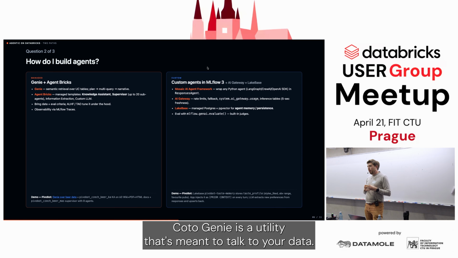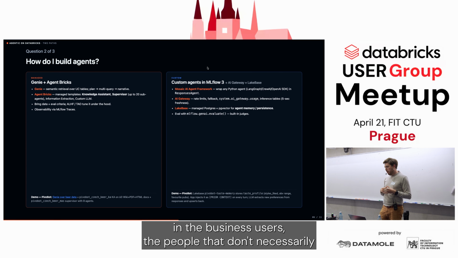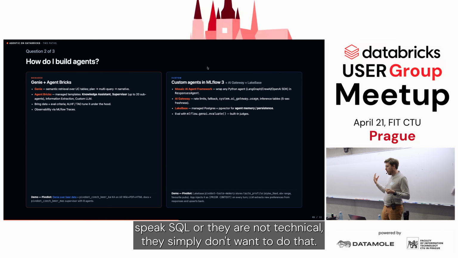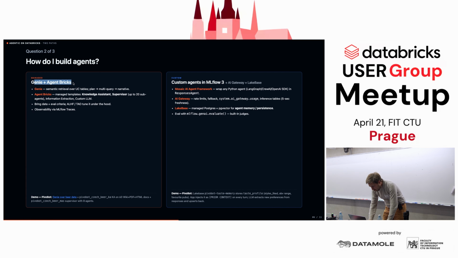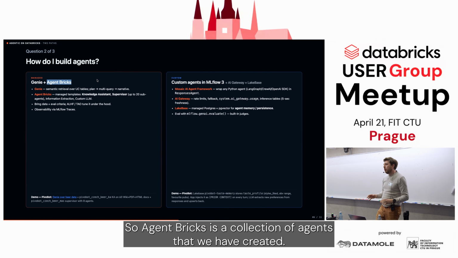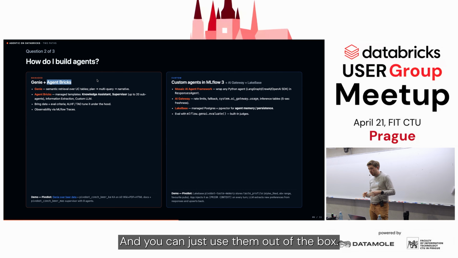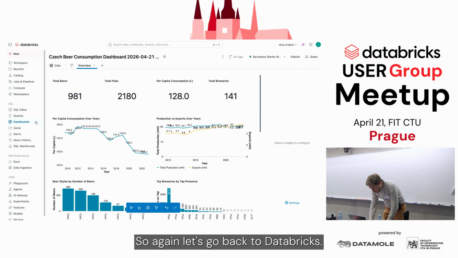So Genie is a utility that's meant to talk to your data. If you already have data on Databricks and you would like to bring in the business users, the people that don't necessarily speak SQL or are not technical and simply don't want to do that, for them we have Genie. And we have a thing called Agentbricks. Agentbricks is a collection of agents that we have created, and you can just use them out of the box.